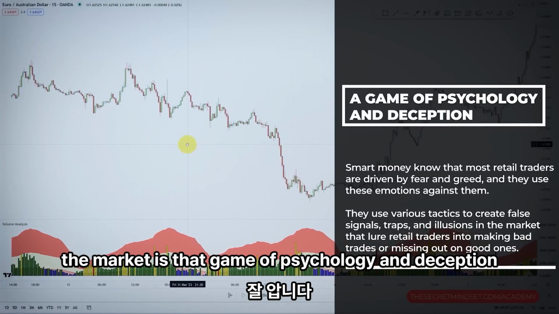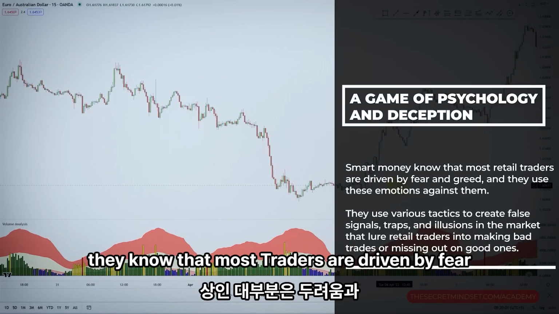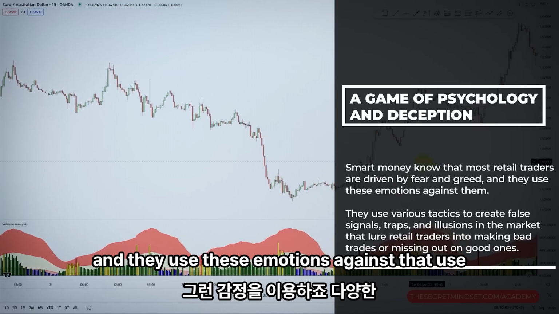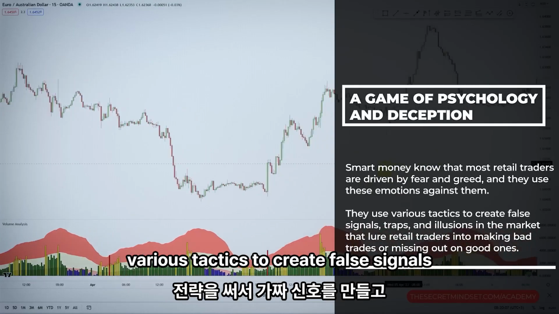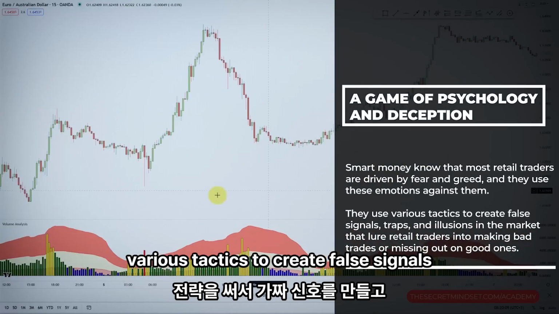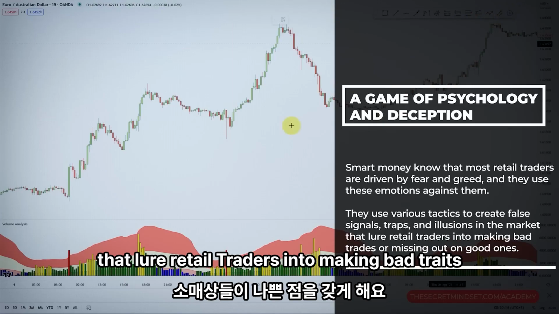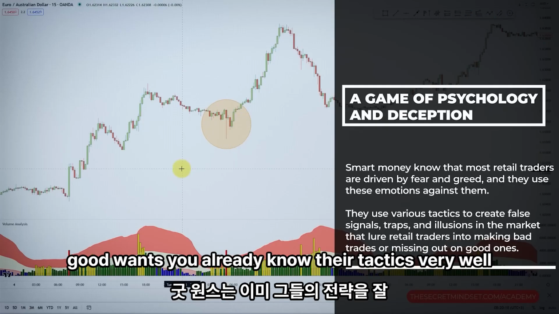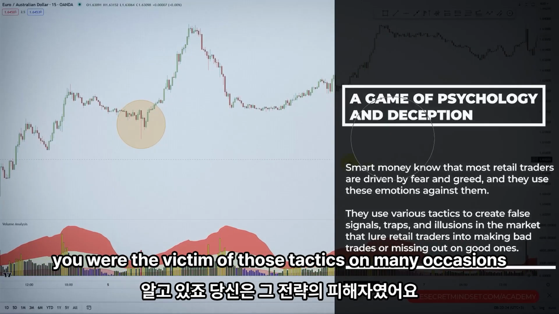The market is a game of psychology and deception. They know that most retail traders are driven by fear and greed, and they use these emotions against them. They use various tactics to create false signals, traps, and illusions in the market that lure retail traders into making bad trades or missing out on good ones. You already know their tactics very well. You were the victim of those tactics on many occasions.